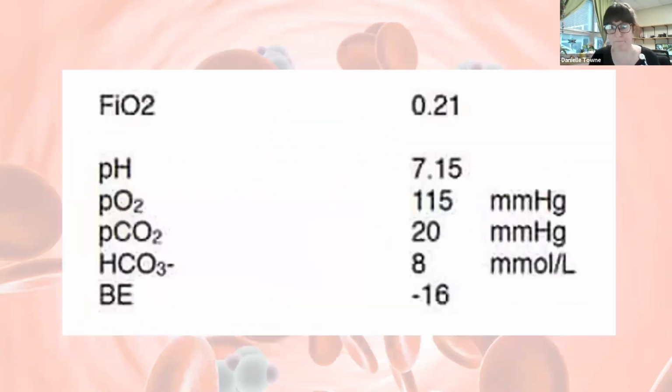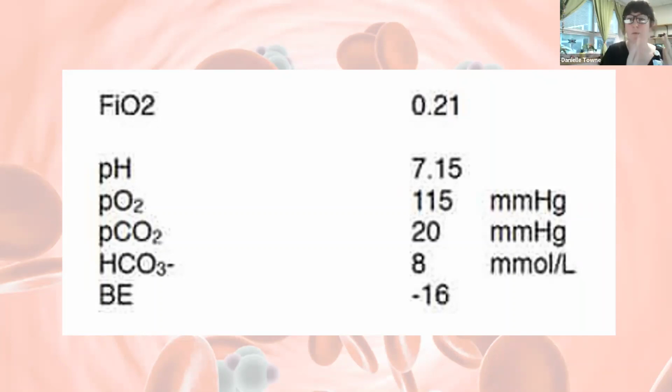Why is that? Well, here's an example of a patient that we have. You can see this patient's on room air because their FiO2 is 21%. All right, their pH is 7.15, which means that they're acidotic because it's less than that 7.35, and the normal range is 7.35 to 7.45.